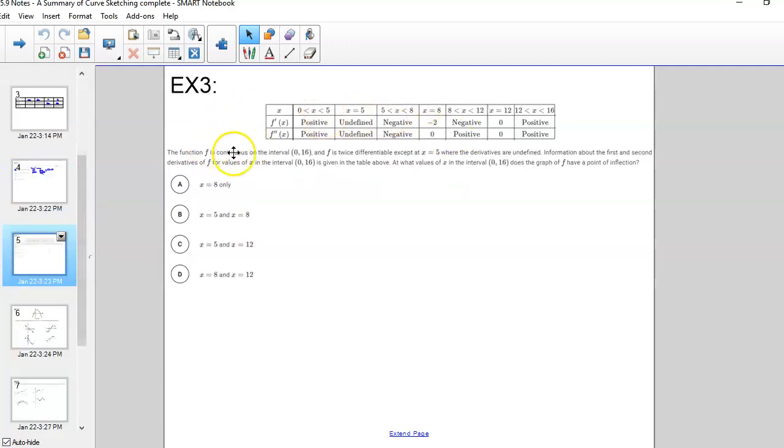So for this one, we're given a continuous function. It is twice differentiable except at x equals 5, where the derivatives are undefined. Information about the first and second derivative is shown here. At what values of x in the interval 0 to 16 does f have a point of inflection?